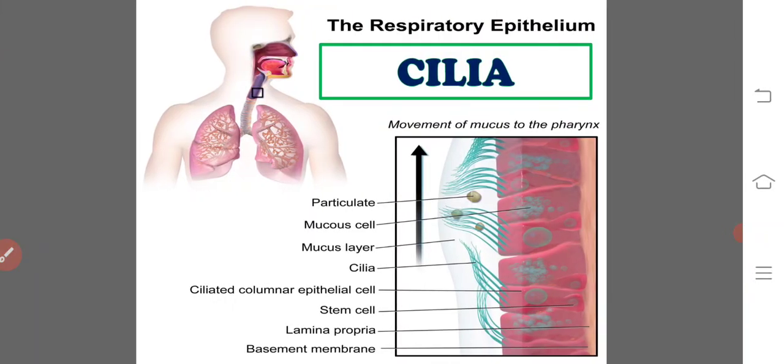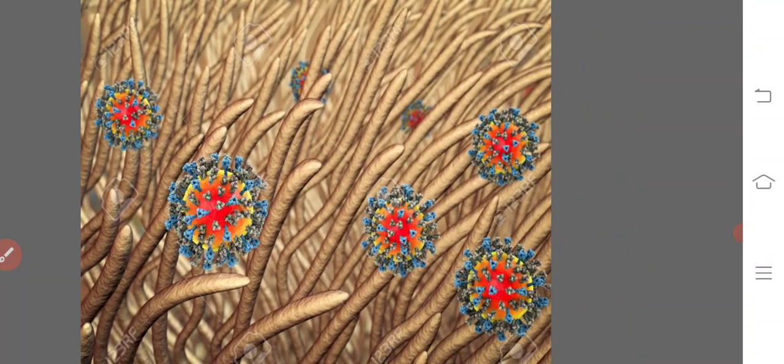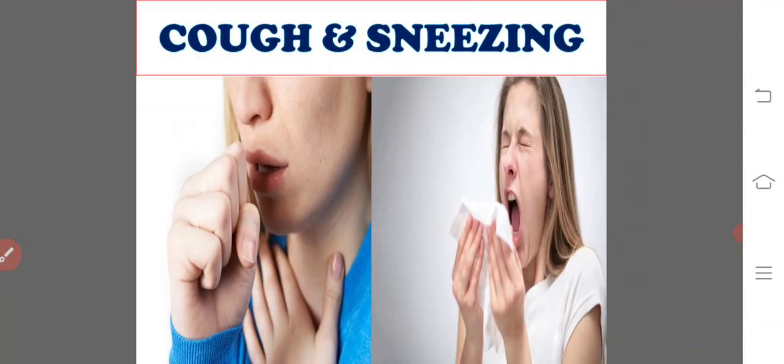See the cilia. The respiratory tract is surrounded by ciliary epithelium. These cilia move actively and continuously, thereby washing away the microbes that are entrapped in the respiratory integument. Here you can see these are the cilia entrapping the foreign microbes. Cough and sneezing: these mechanical responses play an important role in expelling the microbes that have entered the digestive and respiratory tracts.